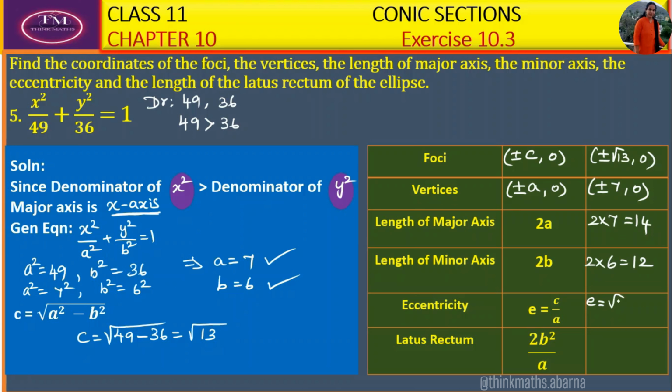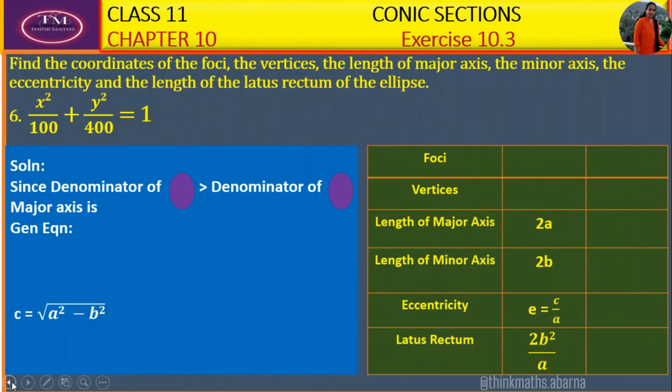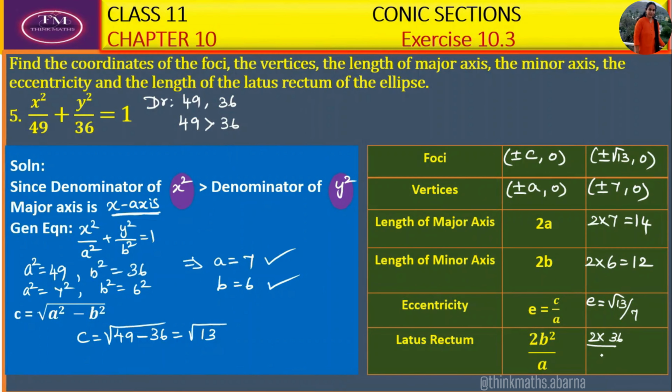c is root 13 and a is 7. We cannot simplify, so keep it as such. Now latus rectum is 2b square by a. So 2 into b square is 36 and a is 49. So can we simplify further? No. a is not 49, a is 7. a is 7. I'm sorry. a is 7. So 2 into 36 is 72 by 7. So this is the latus rectum.